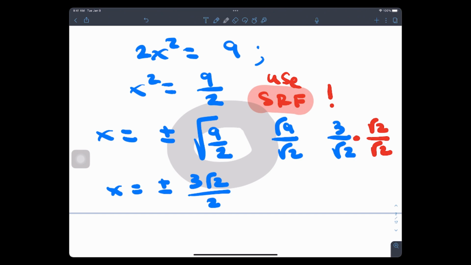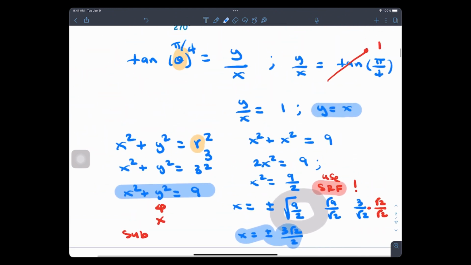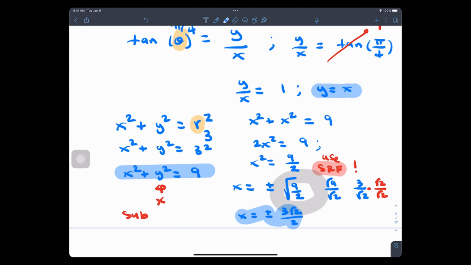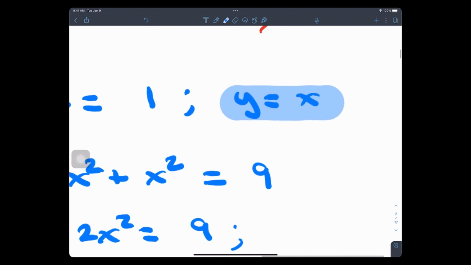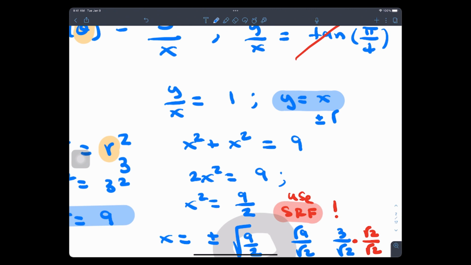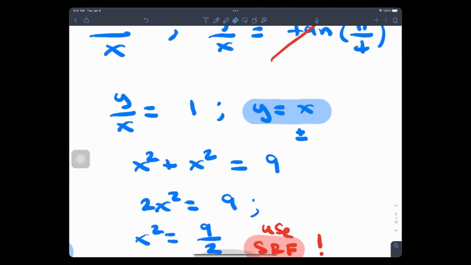So, ladies and gentlemen, you have multiple solutions here. You say, well, what does that mean? Well, what do we know? X is plus or minus 3 square root of 2 over 2. And what is y? Y is the same thing as x. So you say, okay, plus or minus what? 3 square root of 2 over 2. So you have this 3 square root of 2 over 2 for y as well. That's the y value.